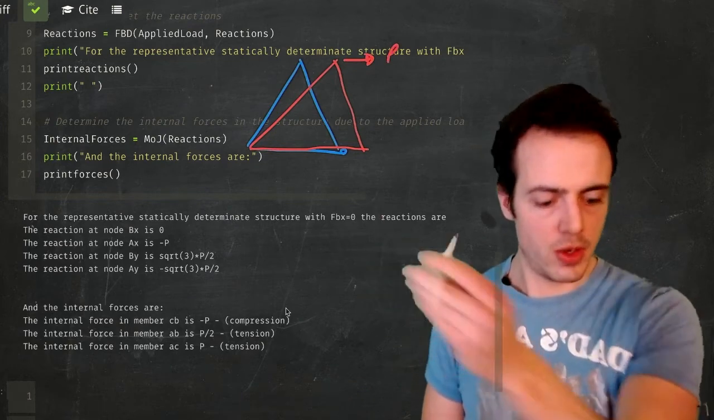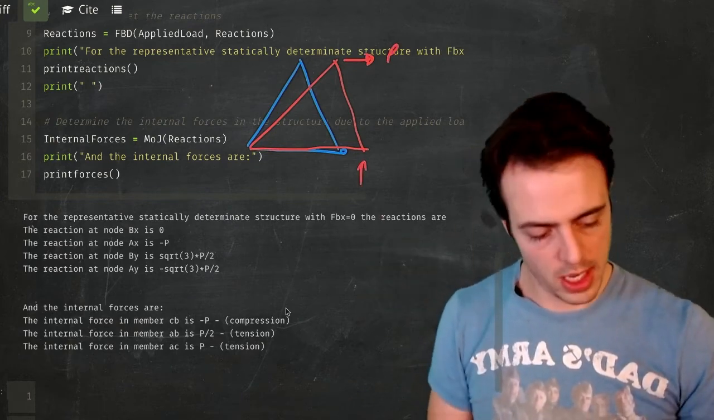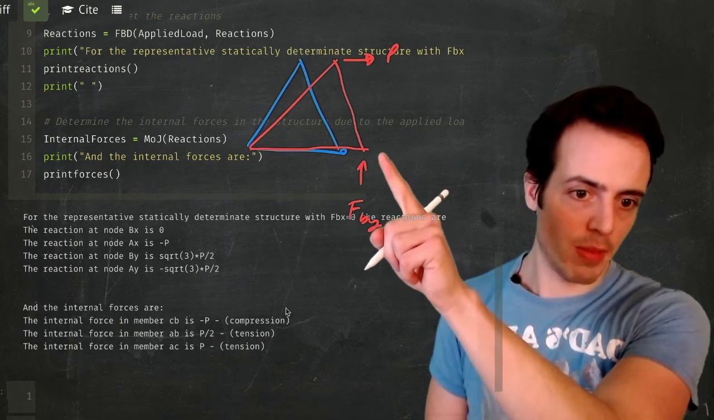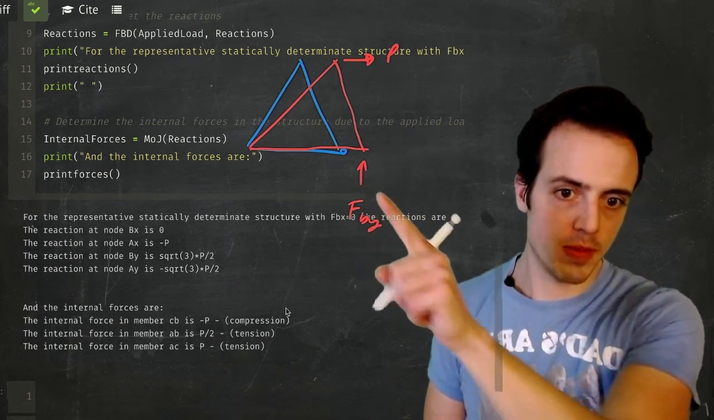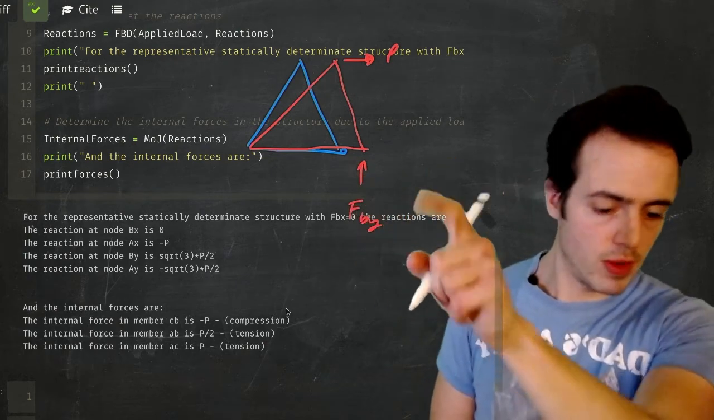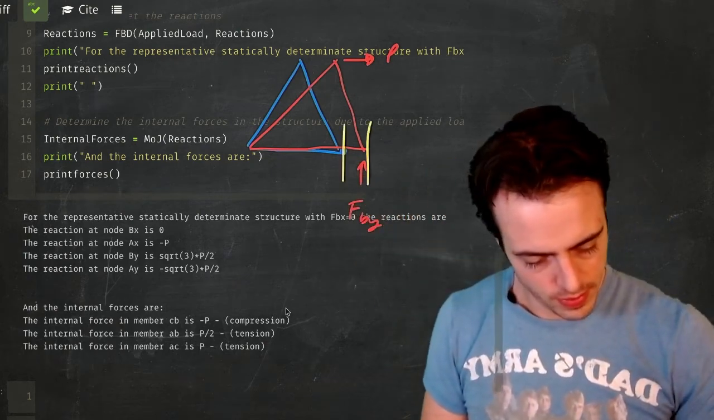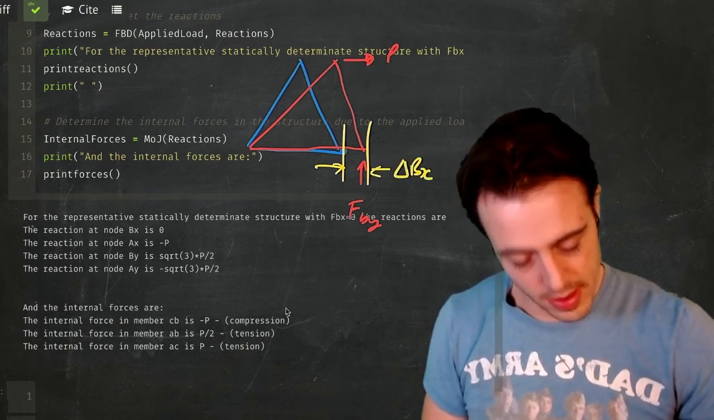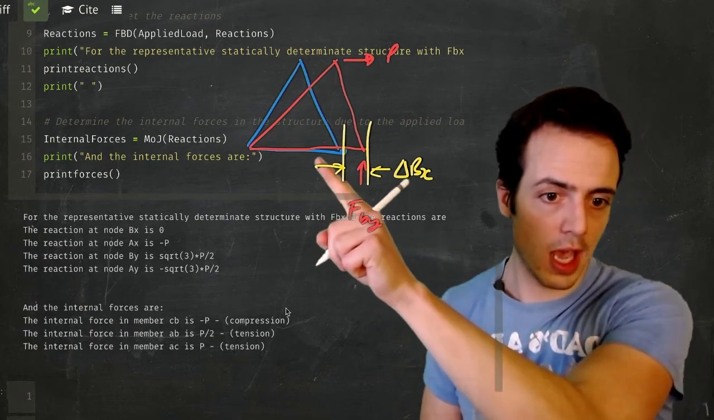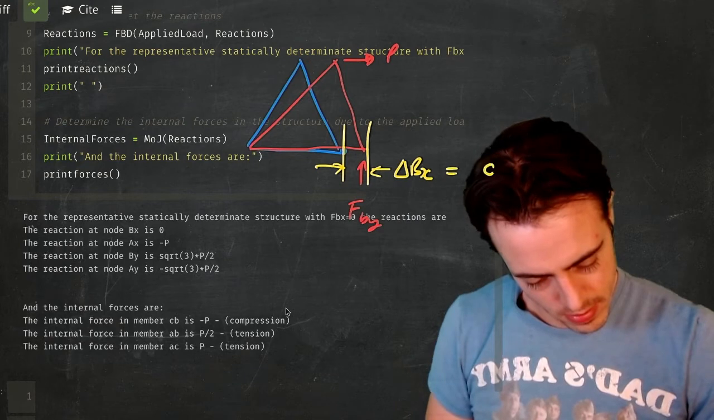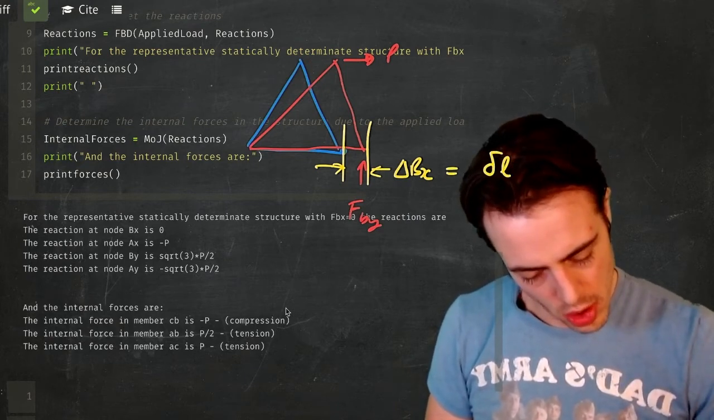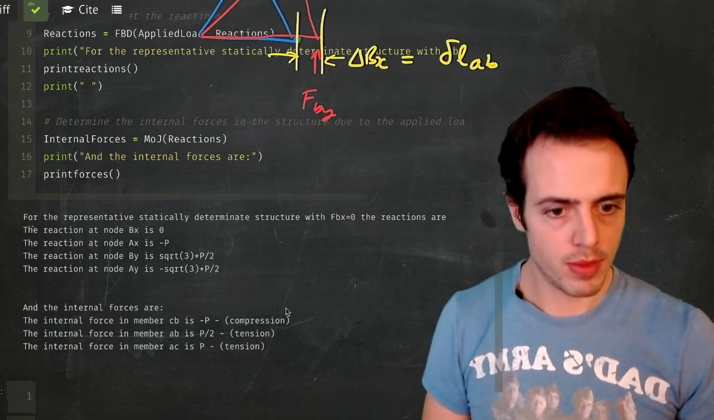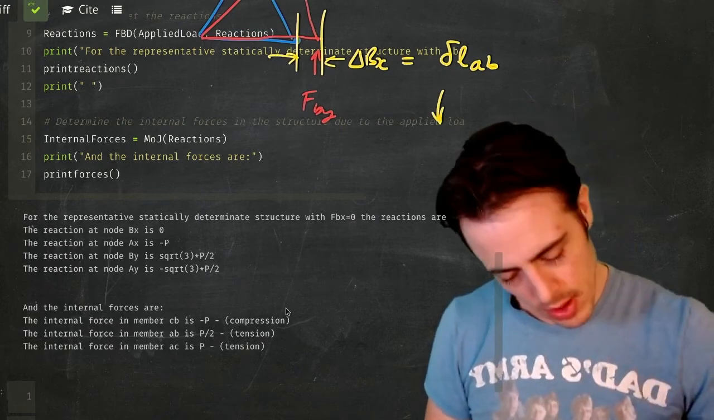Okay, so because this has got a vertical reaction here, which is FBY, this node has to stay in the same vertical position. So the movement here, which is big delta, delta Bx, is going to be equal to whatever the change in length of this member is. Equal to delta L of AB.